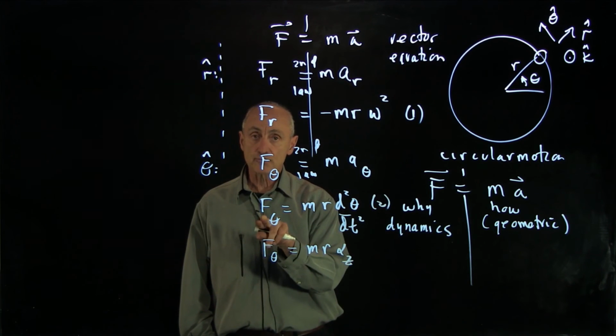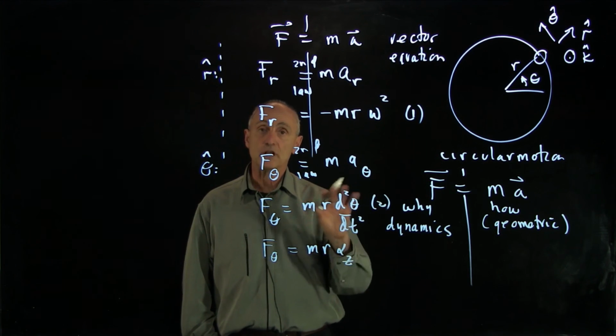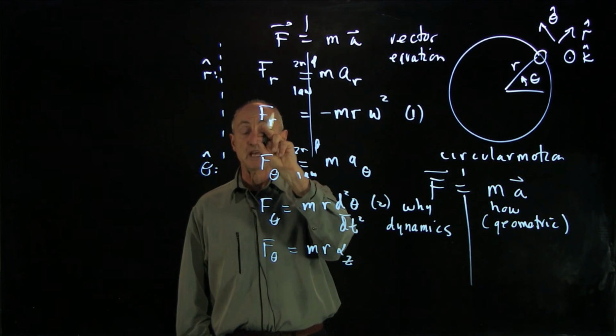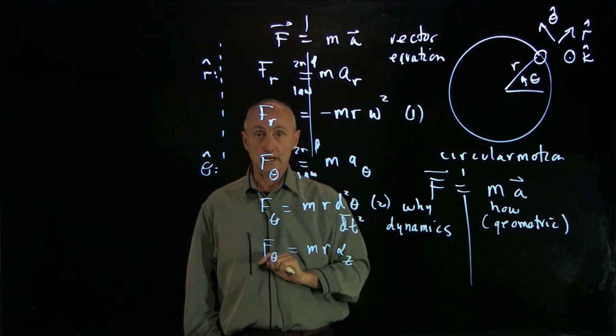If the tangential forces are 0, then there's no tangential acceleration. We know that for circular motion, the radial forces can never be 0 because this term is always non-zero and points radially inward.